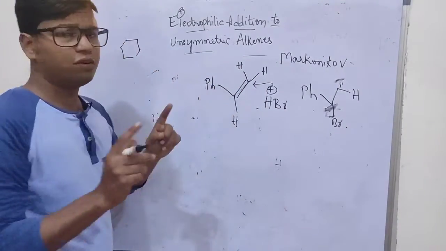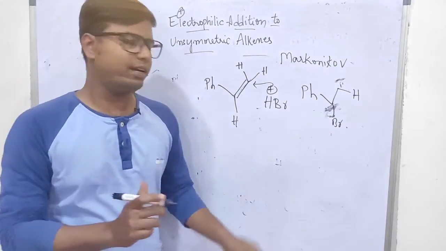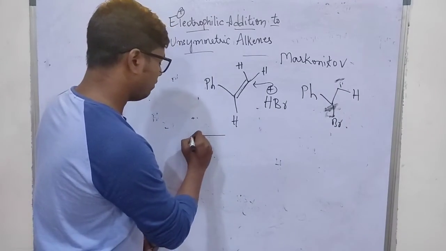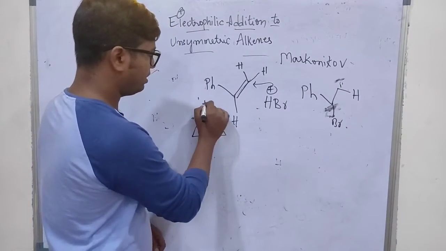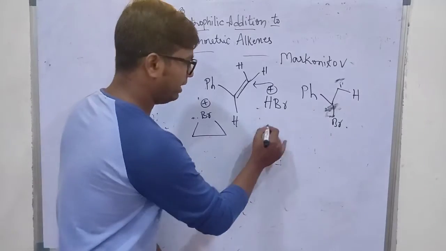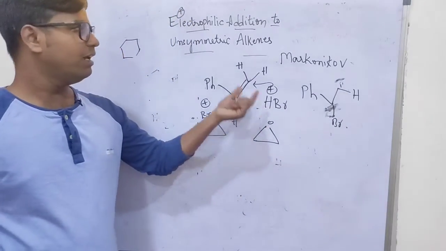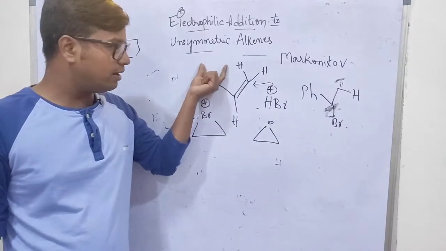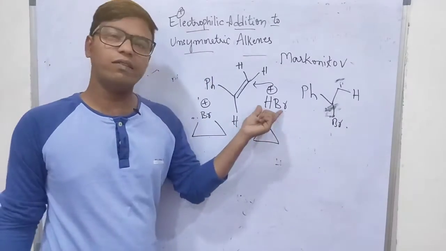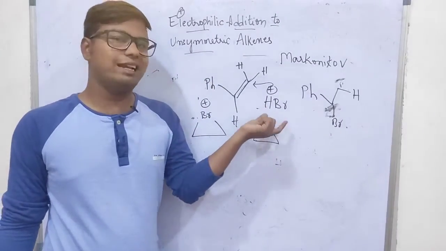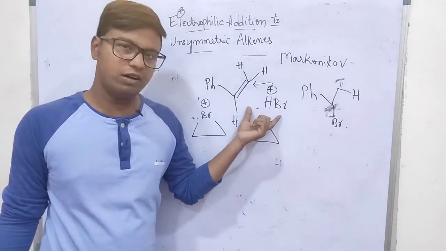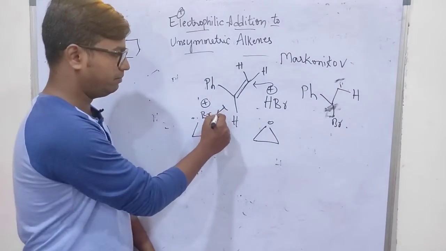So we have understood from normal electrophilic addition that formation of bromonium ion was there, or like formation of epoxide, a 3-membered ring we have observed. But see here, when we talk about unsymmetrical alkenes with HBr, there is no such type of cyclic compound formation. Cyclic intermediate formation is not there. Understood? This is the difference here, you must remember.